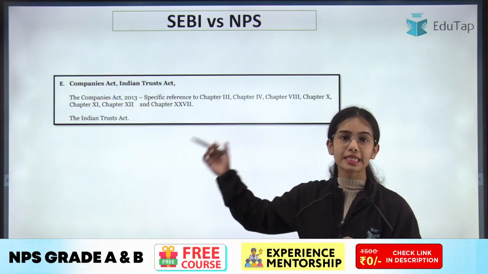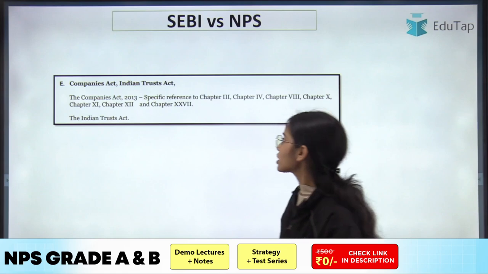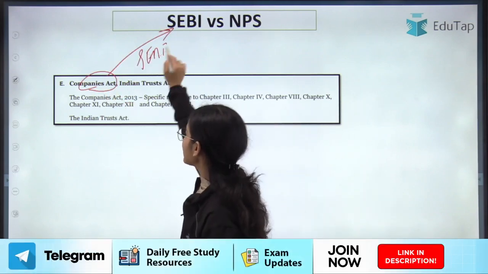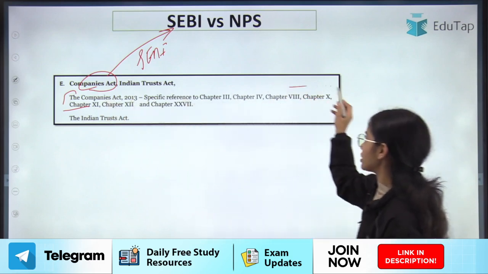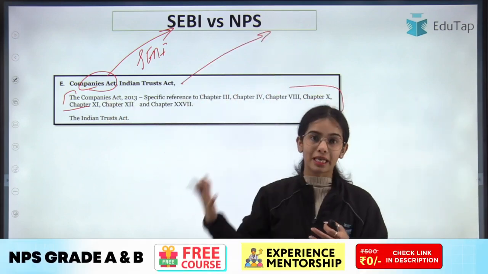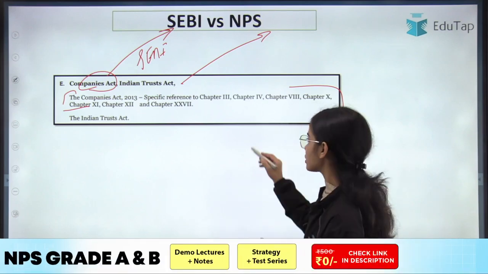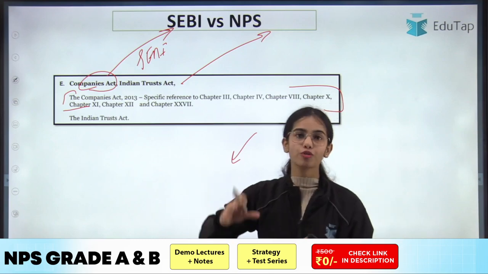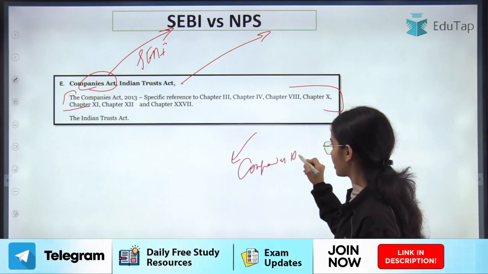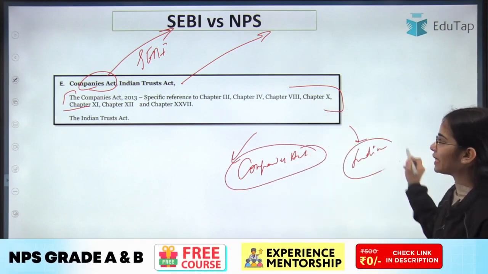Okay, here you can see the Companies Act. See, the Companies Act is mentioned in your SEBI, but in SEBI only this much has been mentioned. The Indian Trust Act, this is something different in the NPS. So in NPS, the Indian Trust Act is additional. For the SEBI, you must be studying, or you must have studied, the Companies Act. Now for the NPS, you just have to add your knowledge of the Indian Trust Act.